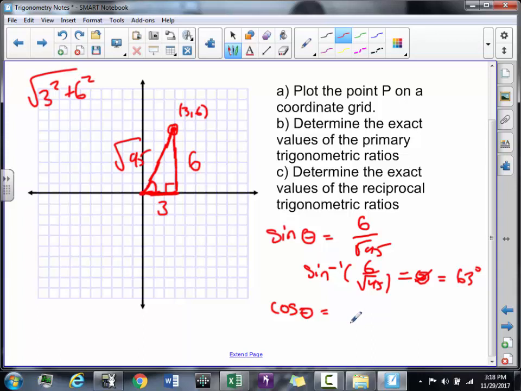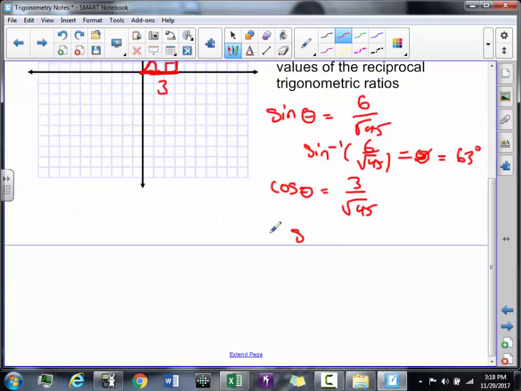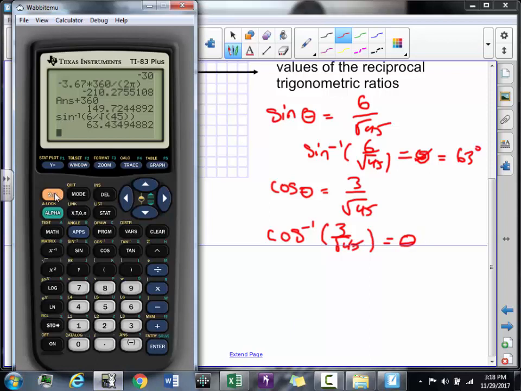What if I were to have used cosine? Well, what's cosine supposed to be equivalent to in SOHCAHTOA? Cosine is adjacent over hypotenuse. Our adjacent, the side right here, would be 3, and hypotenuse would also be root 45. Watch this. If I were to inverse cosine 3 over root 45, I should get the exact same angle. If I inverse cosine 3 over root 45, I get the same angle, which is good. It should.